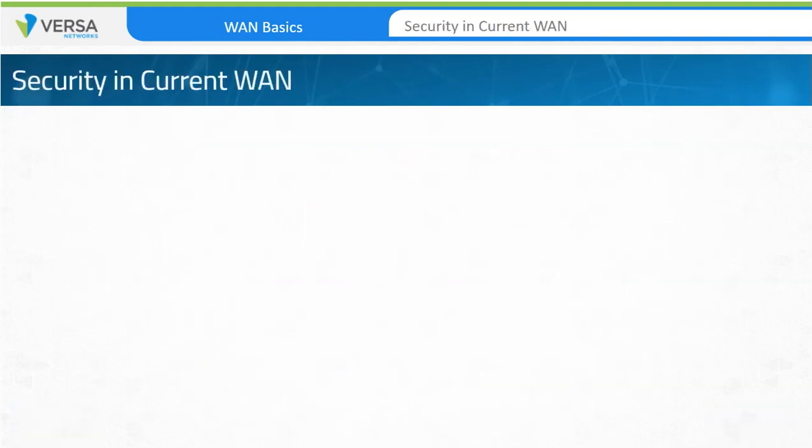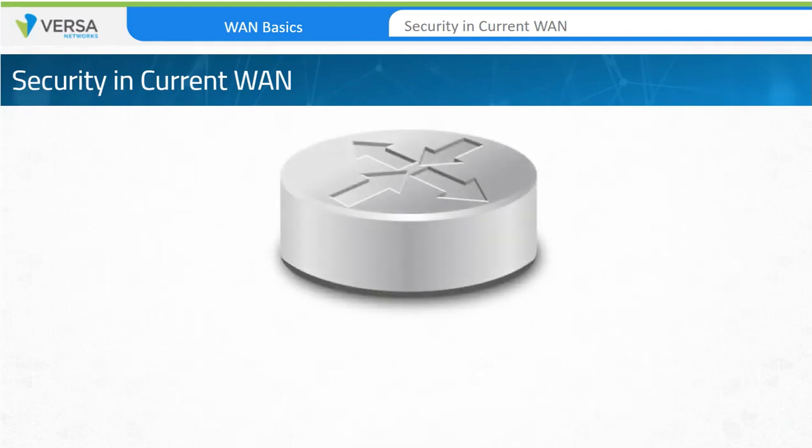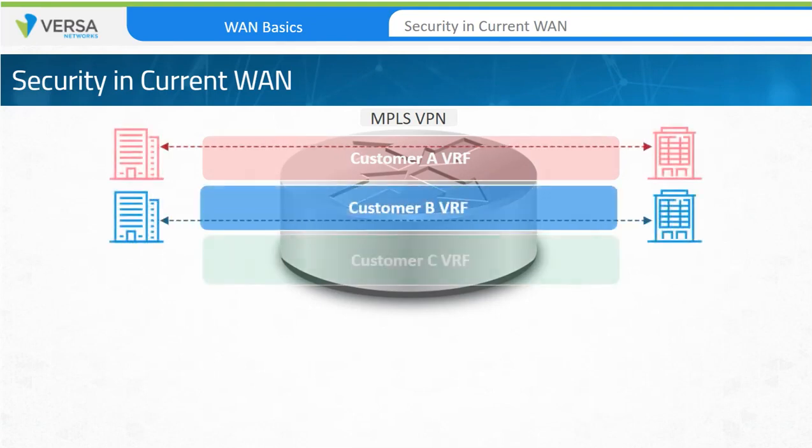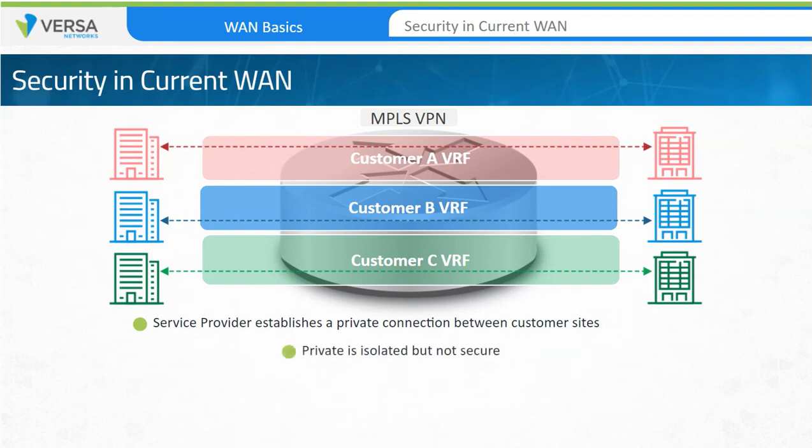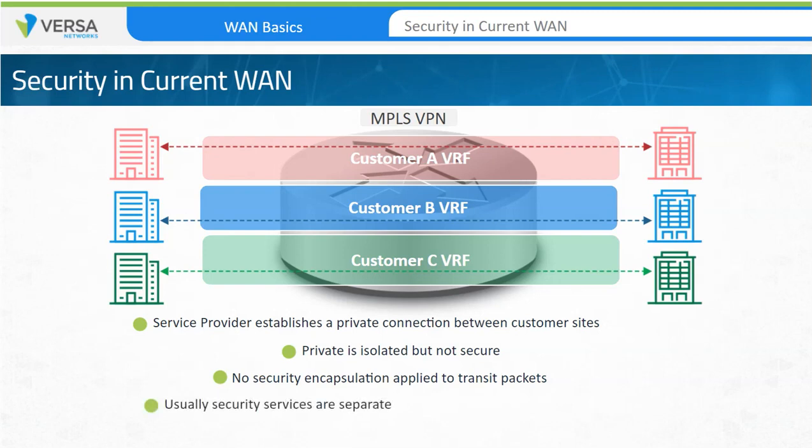Our next topic is security in today's WAN. In current MPLS-based VPN solutions, individual customer traffic is isolated by virtue of encapsulation using MPLS labels. The service provider provides a private connection between customer sites. But private does not necessarily mean secure. Although packets are separated by using MPLS labels, there's no encryption applied to transit devices. Service providers usually don't provide any firewall or security services. Their job is to connect your sites, not secure your data.